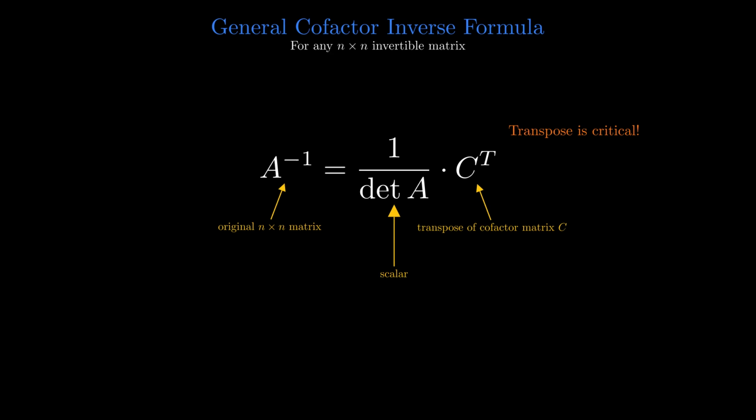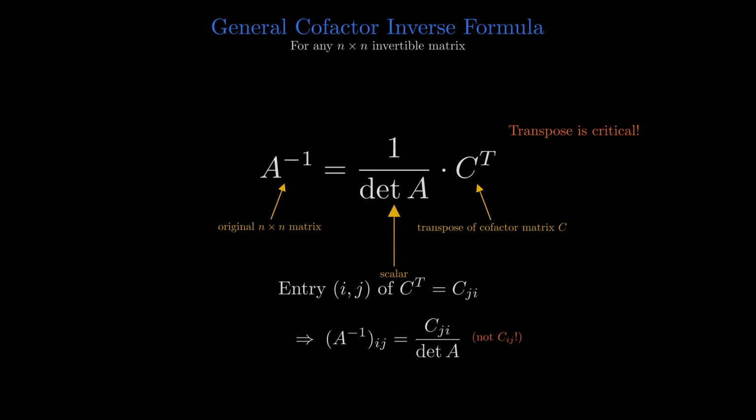The transpose is critical. Without it, the proof breaks down. Notice the entry i, j of C transpose equals Cji. So position i, j of A inverse contains the cofactor of Aji, not Aij, precisely because of the transpose.